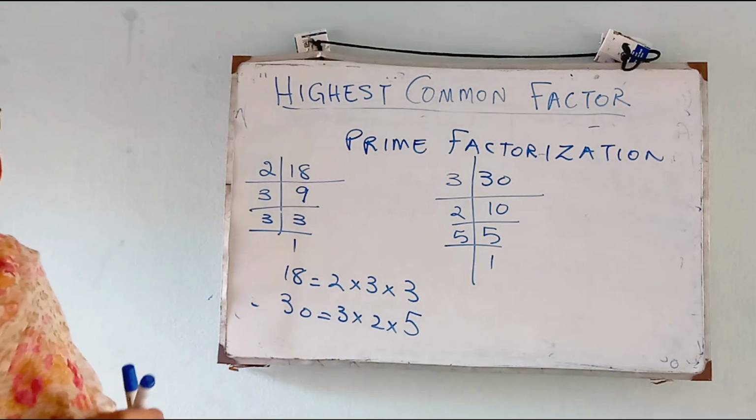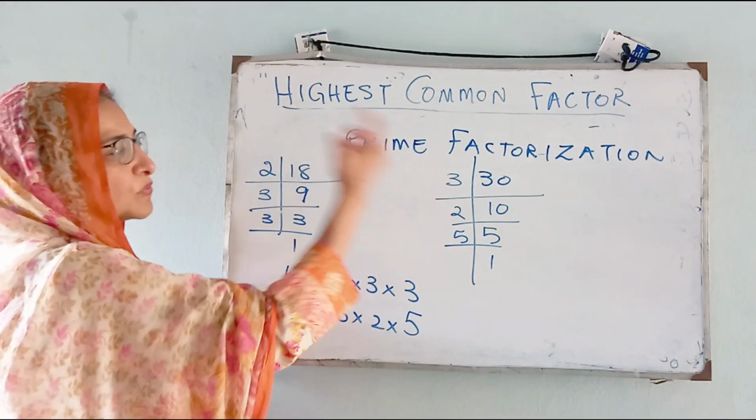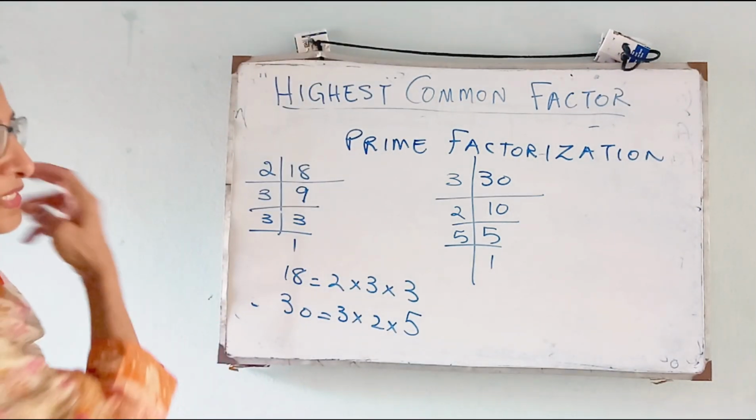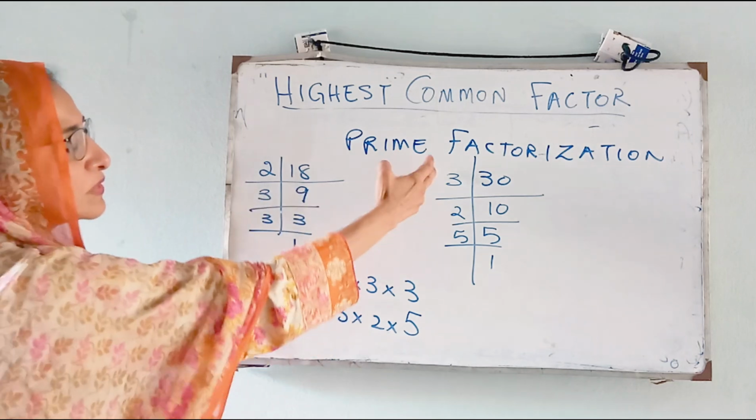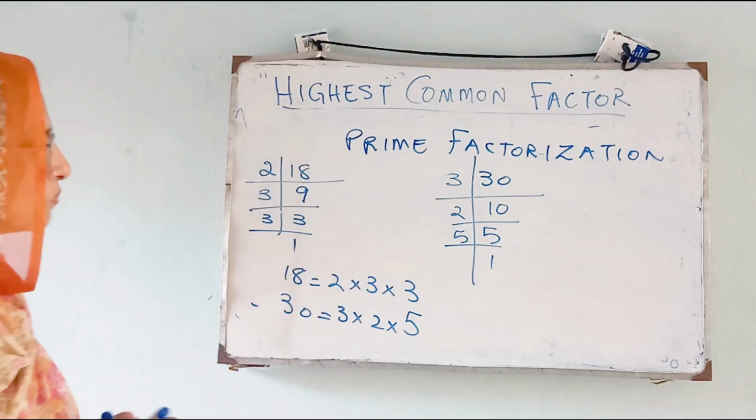And you can start with the smallest number also. 3 is also fine. You can start with the 3 if you know the division properly. You can start with 3, or you can start with a smaller number.